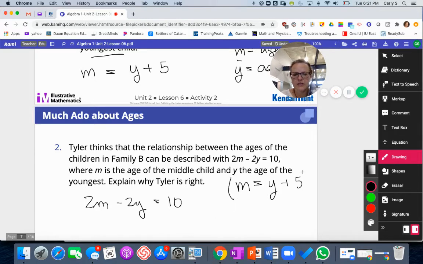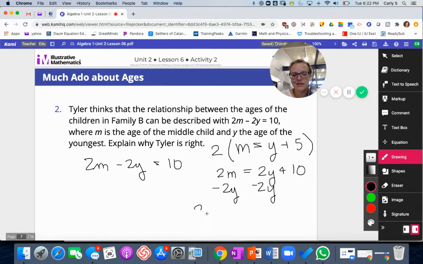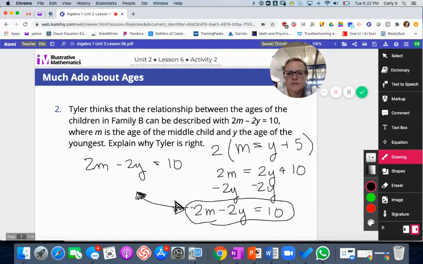Well, if I take this equation and multiply everything by 2, I get 2m equals 2y plus 10, right? Now, if I move the 2y to the left side of the equal sign, I can say 2m minus 2y equals 10. So I just took our equation, multiplied everything by 2, and then subtracted 2y from both sides, and got the exact same thing that Tyler got, right? So Tyler's right, because we have equivalent equations there.